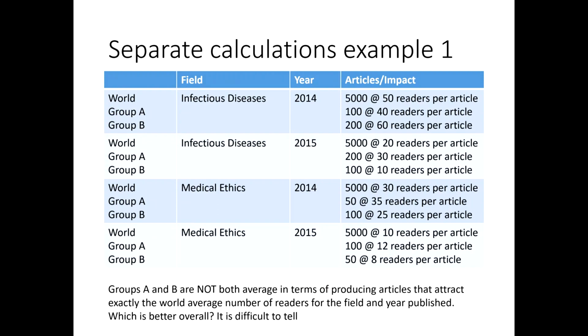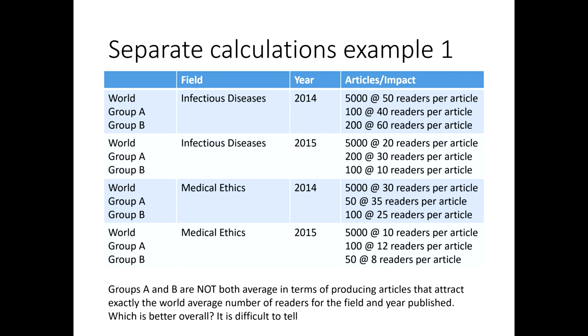Here's an example of the separate calculations. Again, we have Group A and Group B in the world. We have 2 fields, infectious diseases and medical ethics, and we have 2 publication years, 2014 and 2015. Now we're calculating separately, so we're not calculating overall averages. And we can see that for the first data row, Group B has a higher score than Group A.